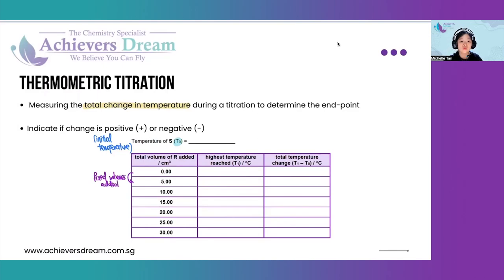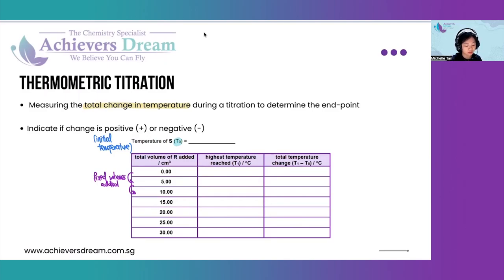We see that we add 5 cm cube, for example, in this example given. We're adding 5 cm cube at a time, and then after each 5 cm cube, we are measuring the highest temperature that's reached, and then we calculate the total temperature change. Once we have completed a full set of data, we'll be plotting the total temperature change in a graph, as we'll see in the next slide.